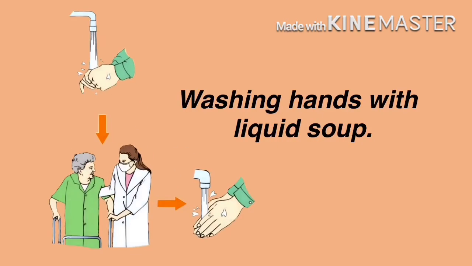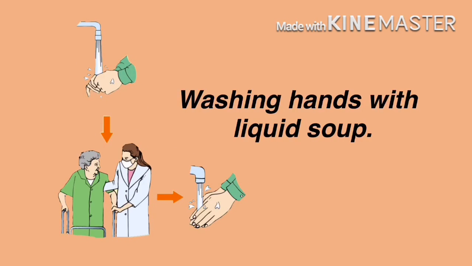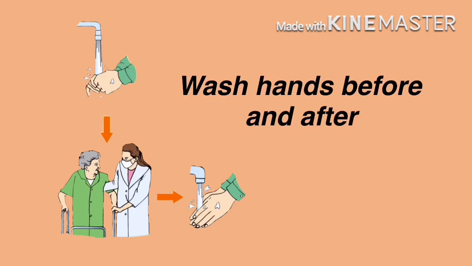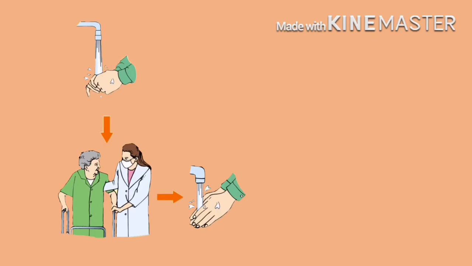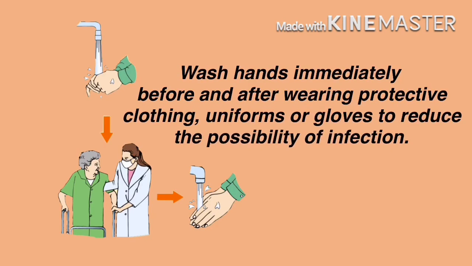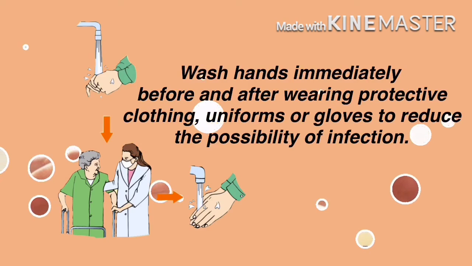Personal hygiene. Washing hands with liquid soap is the simplest and most basic method to avoid infections. Wash hands before and after work. Wash hands immediately before and after wearing protective clothing, uniforms, and gloves to reduce the possibility of infections.